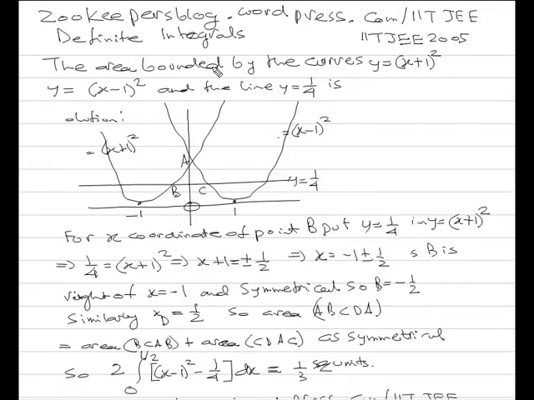The area bounded by the curves y equal to x plus 1 whole square. Now x plus 1 whole square is basically y equal to x square, which is shifted on the one side, and y equal to x minus 1 whole square is also basically y equal to x square shifted on the other side, because x plus 1 you can replace as capital X, say, then you will be getting the nature of the curve as y equal to x square.